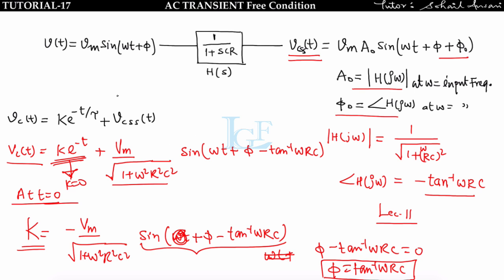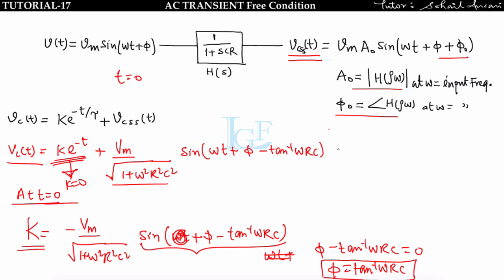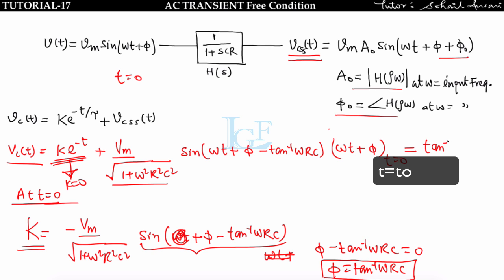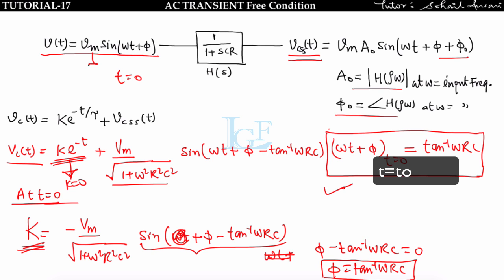Suppose you close the switch at t equal to t naught, then the response of the circuit will be transient free when omega t plus phi at t equal to t naught is tan inverse omega RC. Got it? I only have to make the value of k equal to 0 in order to make a transient free circuit. Okay, so this is the condition for making a transient free RC circuit. Got it? This you will get when you supply the input equal to Vm sin(omega t plus phi).